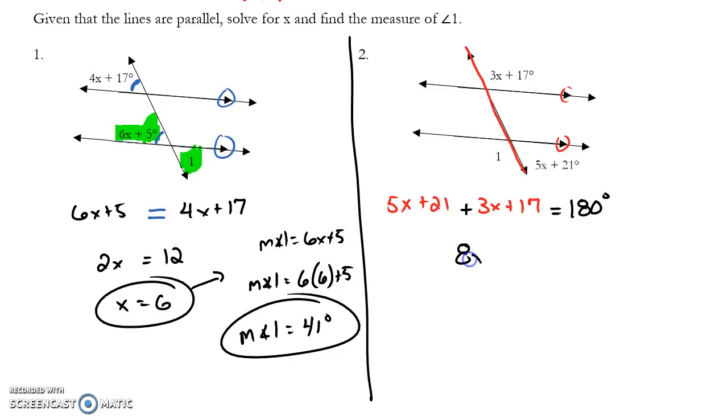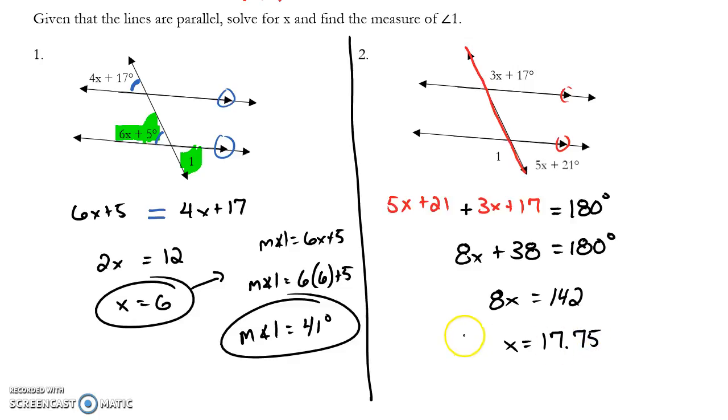Solve for x. 8x plus 38 equals 180 degrees. Subtract 38 from both sides. 8x equals 142. Divide both sides by 8, and x equals 17.75. x can be a decimal. There's nothing wrong with that at all. Then I need to find angle 1. Two ways to do that here.